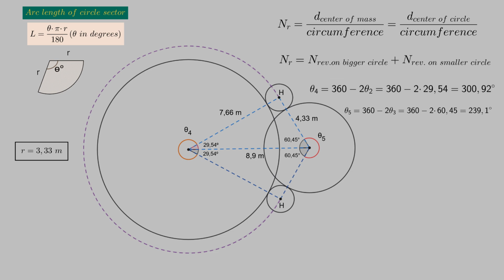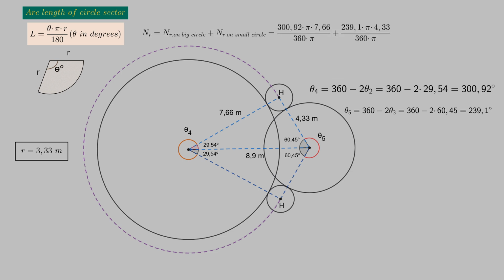So the total amount of revolutions that the rolling circle makes around the combined circumference of the static circles is 300.92 times pi times 7.66 over 360 pi plus 239.1 times pi times 4.33 all over 360 pi, and this equals 9.27 revolutions around its axis.